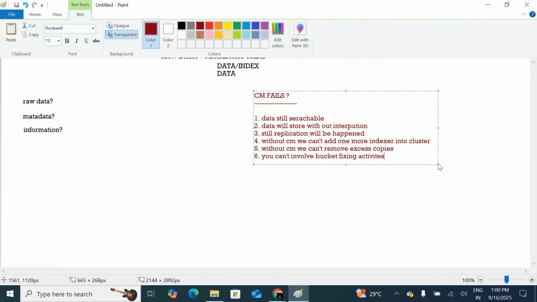Just for initiation, one parameter will be there at the UI level. If you click on it, bucket fixing activity will start. If you click on delete, excess copies will be removed. It can be done in CM only.